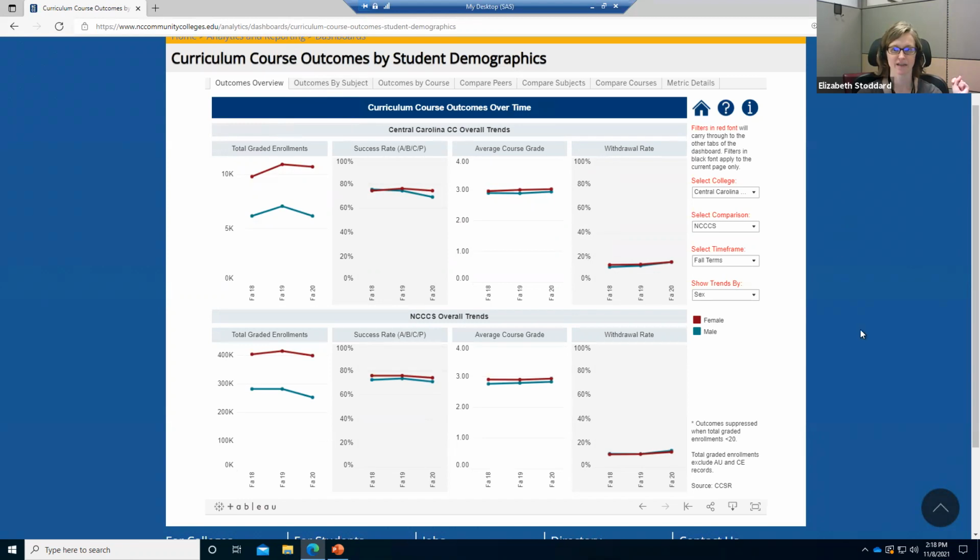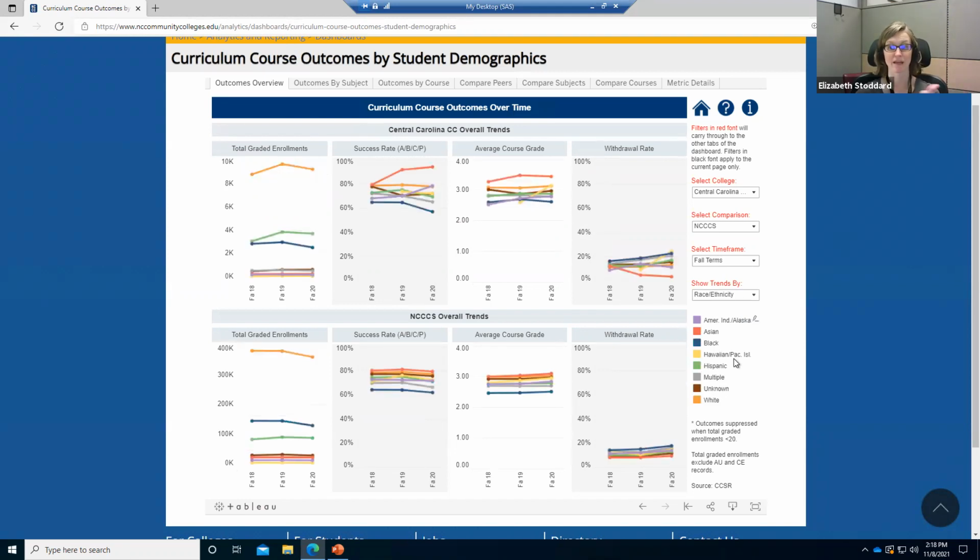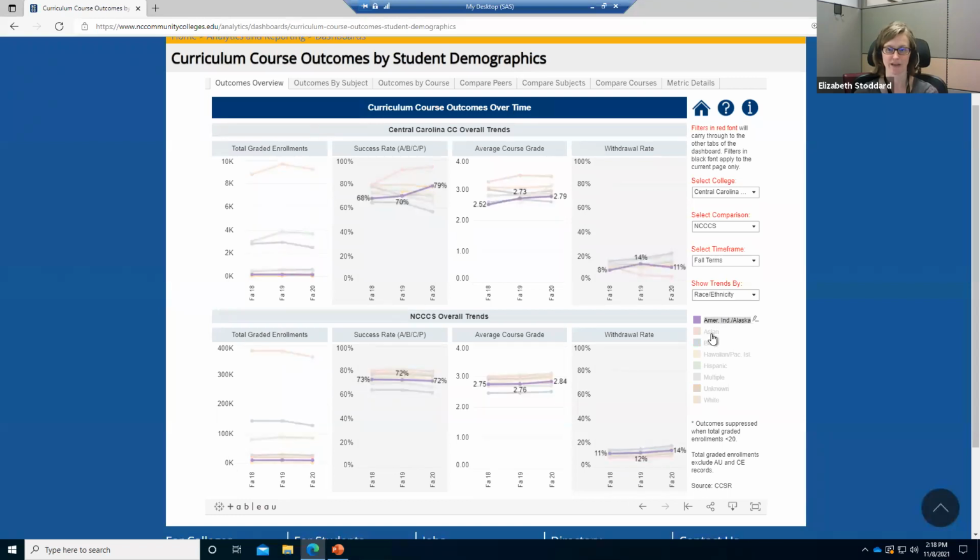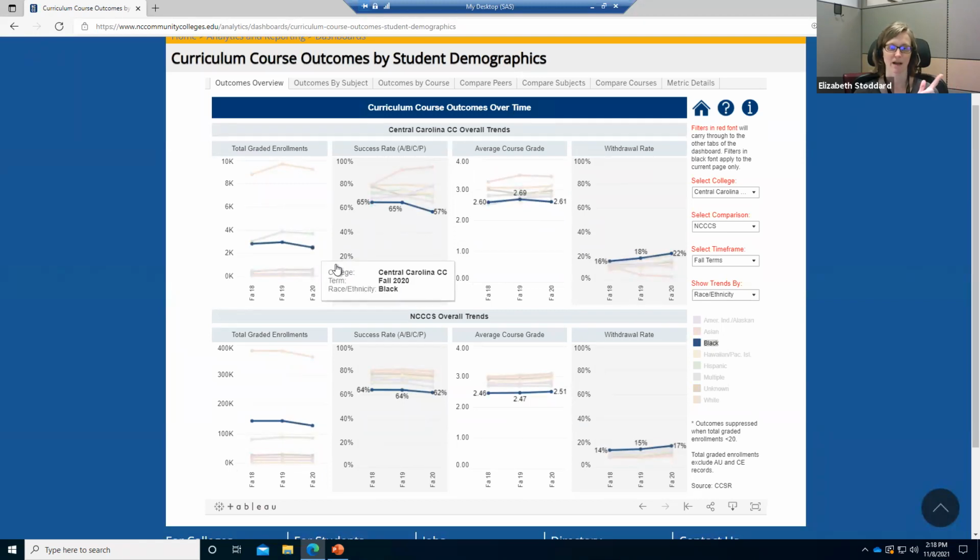Let me show you the next one. You can also disaggregate by race, ethnicity, and that'll bring up 8 different categories here. And again, you can click on the categories on the legend to see the actual data. You might notice that we're seeing the rates for success rate, course grade, and withdrawal rate, but we're not seeing numbers over here for total enrollments. That again is one of the measures that we take to protect student privacy.